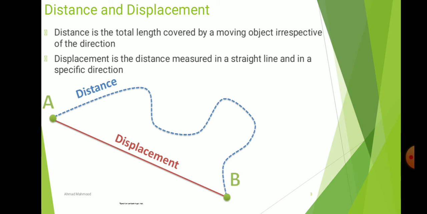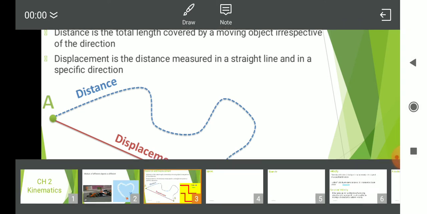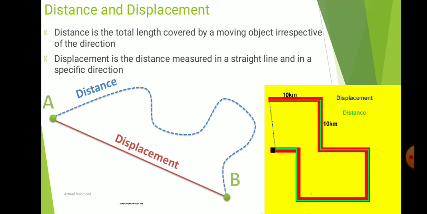Let me give you another example. In this example, the red color is showing the total distance, which is 70 kilometers, and the blue line is the displacement, which is 14 kilometers only. So the total distance covered is in red color, and the blue line is the displacement, which is the shortest distance in a straight line. So distance and displacement. Let's move on.